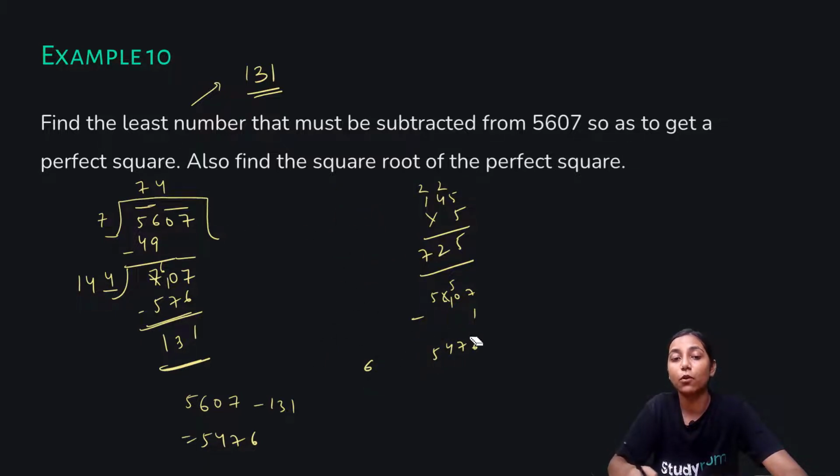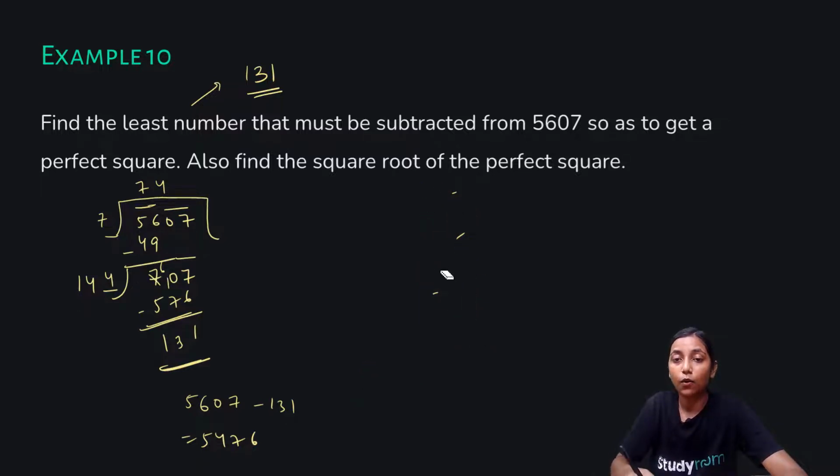So the perfect square that was less than this number given to us, that is 5607, is 5476. This is a perfect square. Now, since this was the perfect square, what does our second part need? It is asking us to find the square root of this perfect square. So for the square root of 5476, we can say that this 74, since 5607 is not a perfect square because the remainder is not coming to be 0, but when we are subtracting 131 from this number, the quotient is going to be the square root of that number.